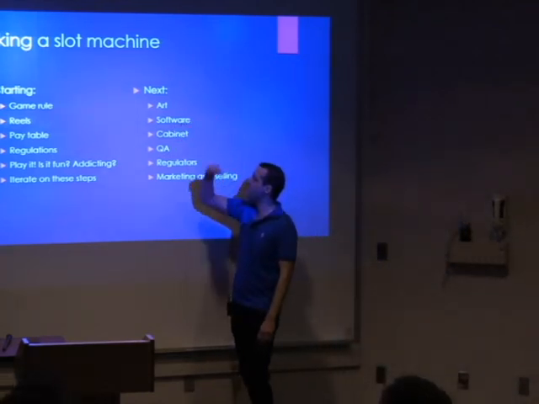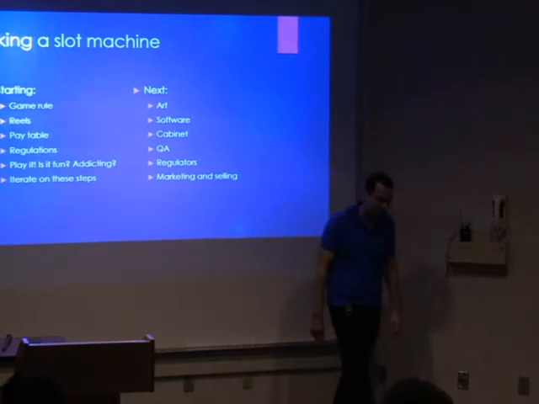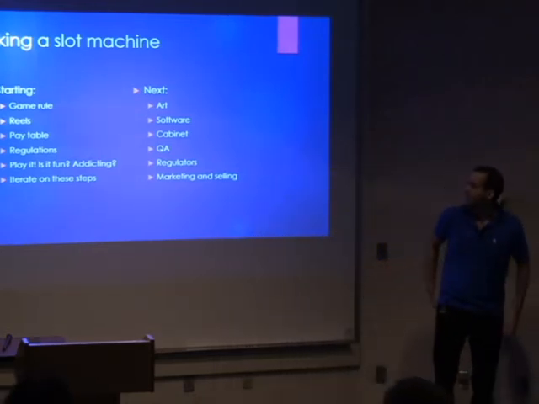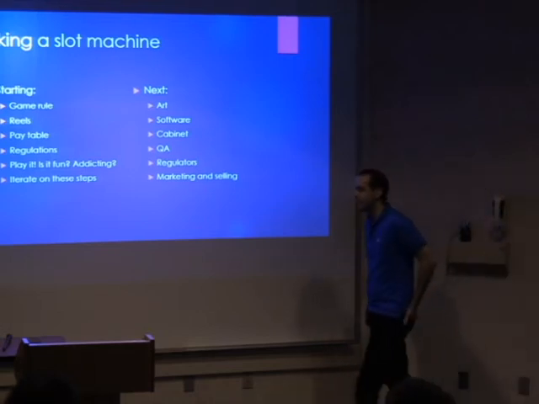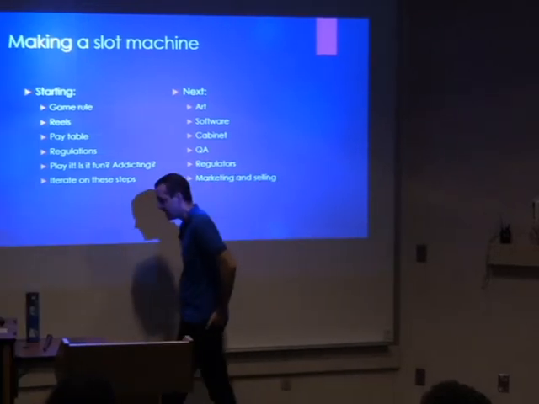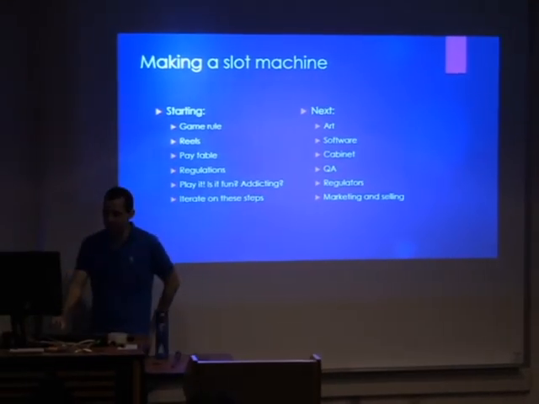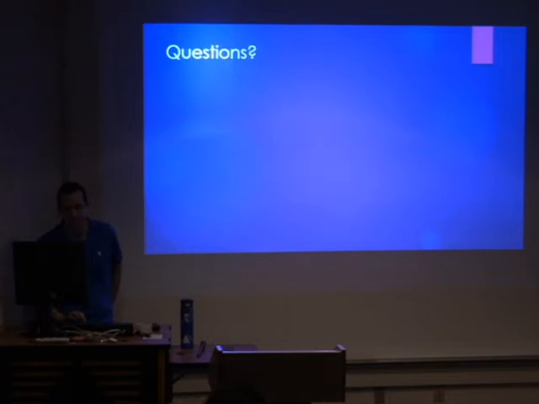And then art, software implementation, testing, put it on a cabinet, quality assurance, send it to the regulators, market it to the casinos, sell it to the casinos. All right, it's kind of the life, how a slot machine comes to be.